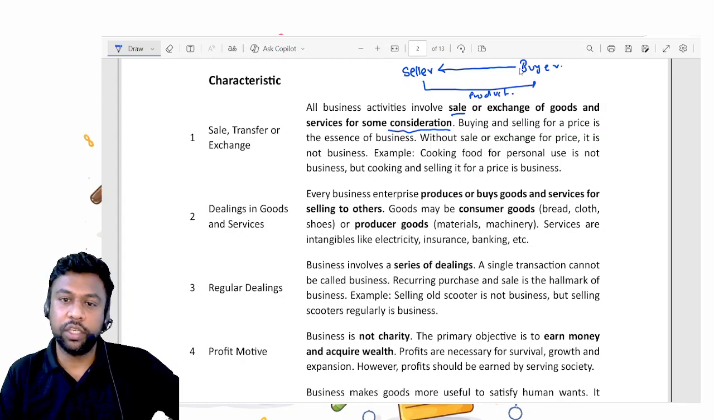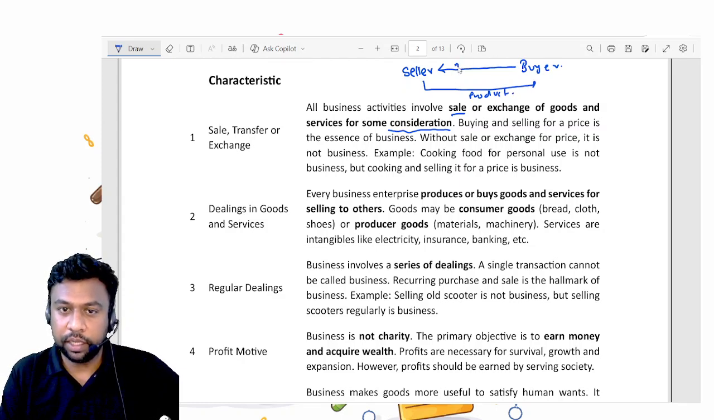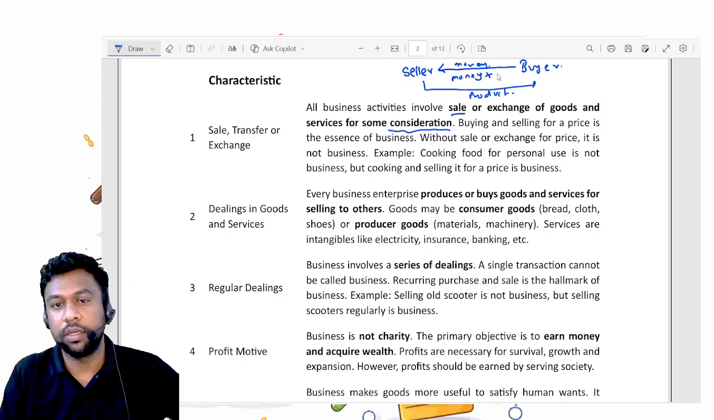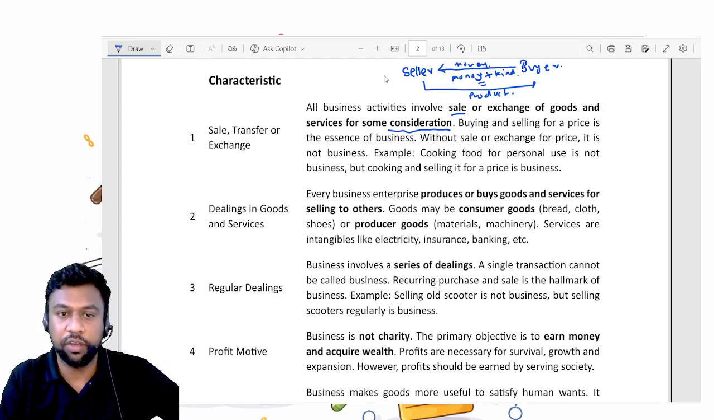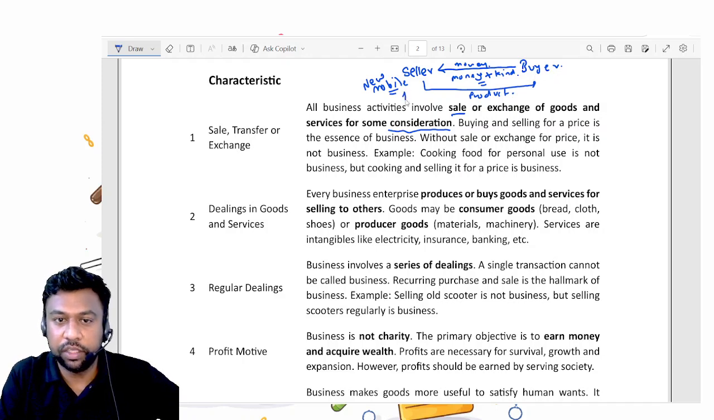Now there is a choice for the buyer. Either he can give money, or he can give money plus something in kind. For example, your exchange offers. Let us say this is a seller of cell phones, selling a new mobile phone, and this buyer has an old phone. The value of the new phone is, let us say, 1 lakh. And this buyer is using some old phone.